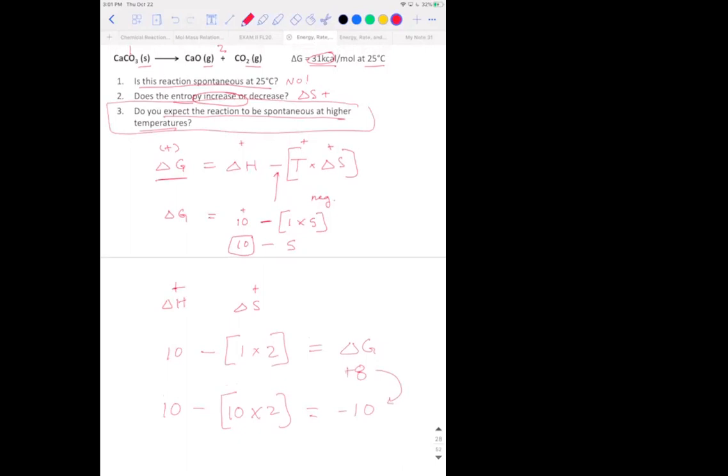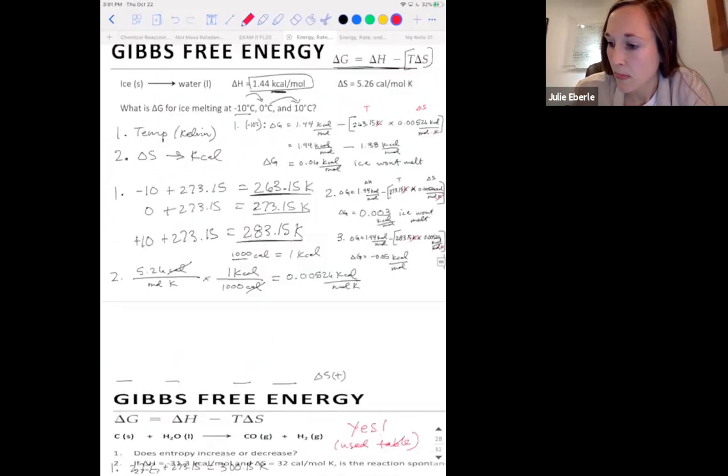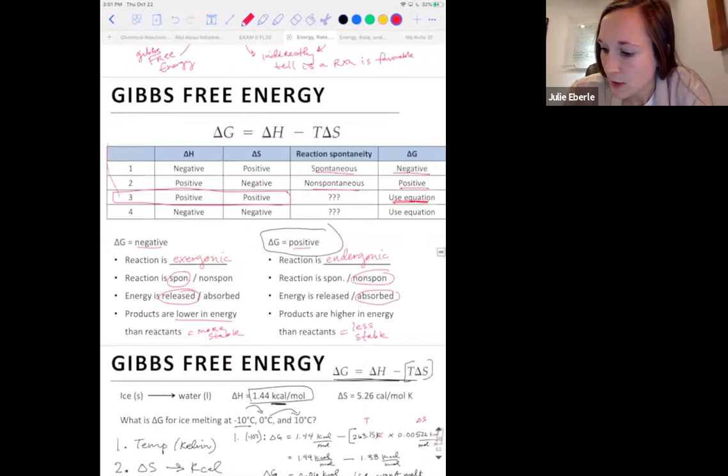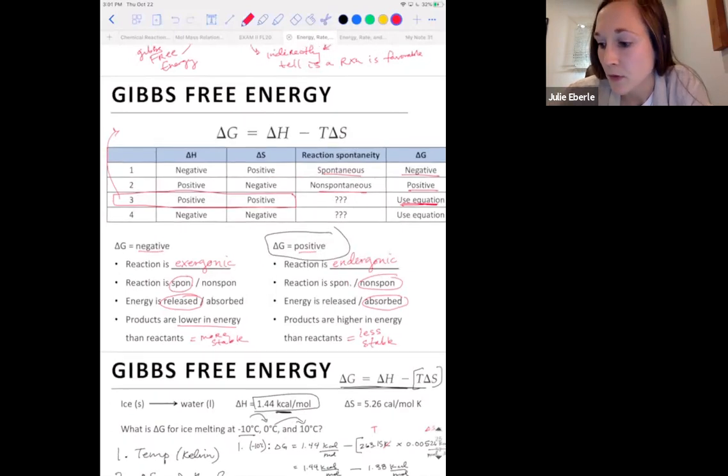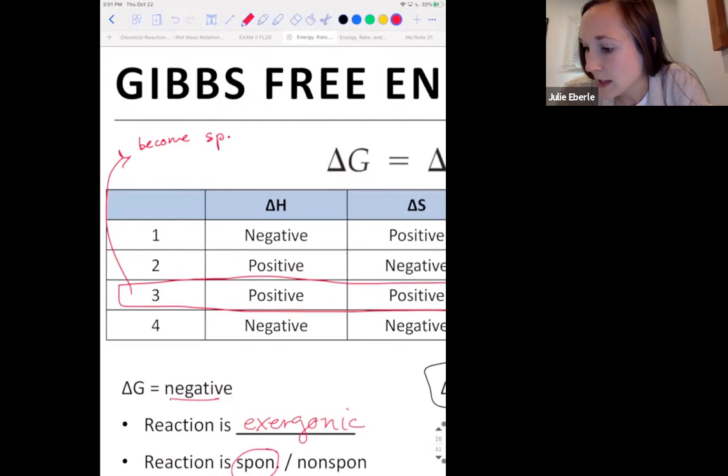Okay. So let's go back up to the table. I want you to make a note. I'm going to draw this right up here. Situations that correspond to row 3, positive H, positive S. Those reactions, when you have a reaction with a positive H and positive S, can tend to become spontaneous or favorable at high temperatures. I'm going to abbreviate SP, spontaneous at high temperatures.